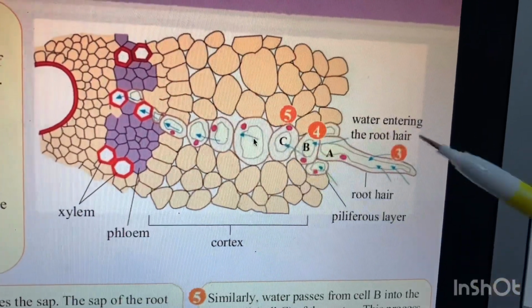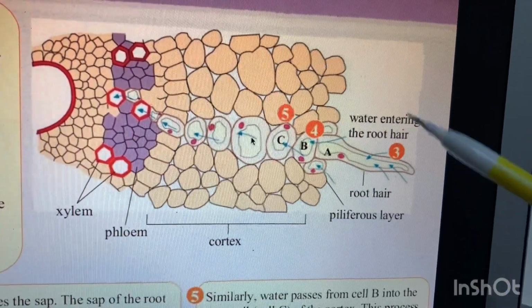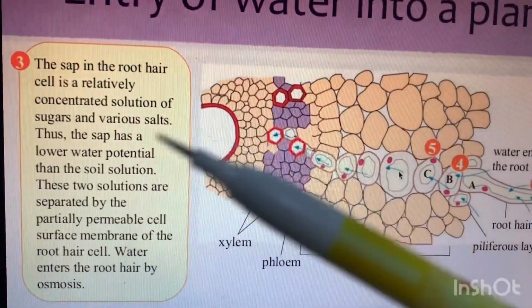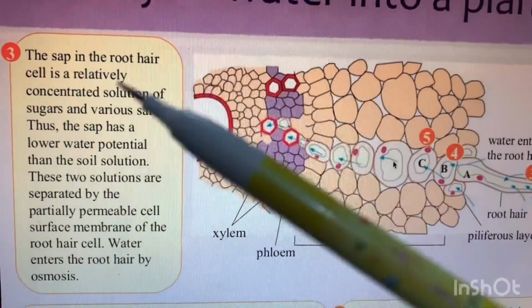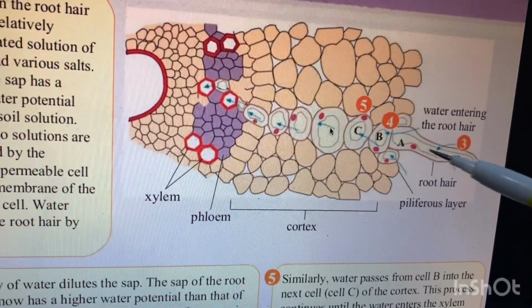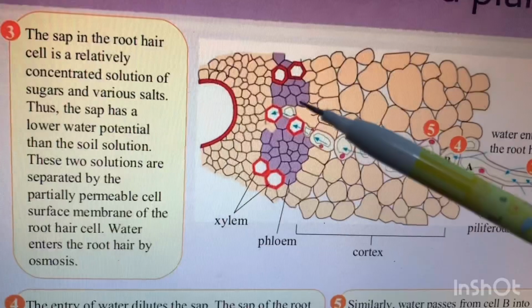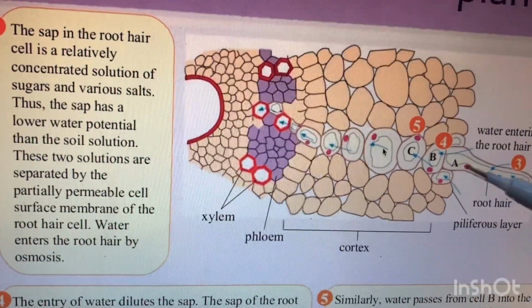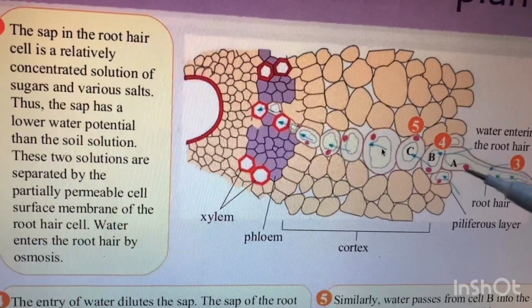So in this diagram, we will be discussing points 3, 4 and 5. We have already seen in point 3 that the sap in the root hair cell is a relatively concentrated solution of sugars and various salts.